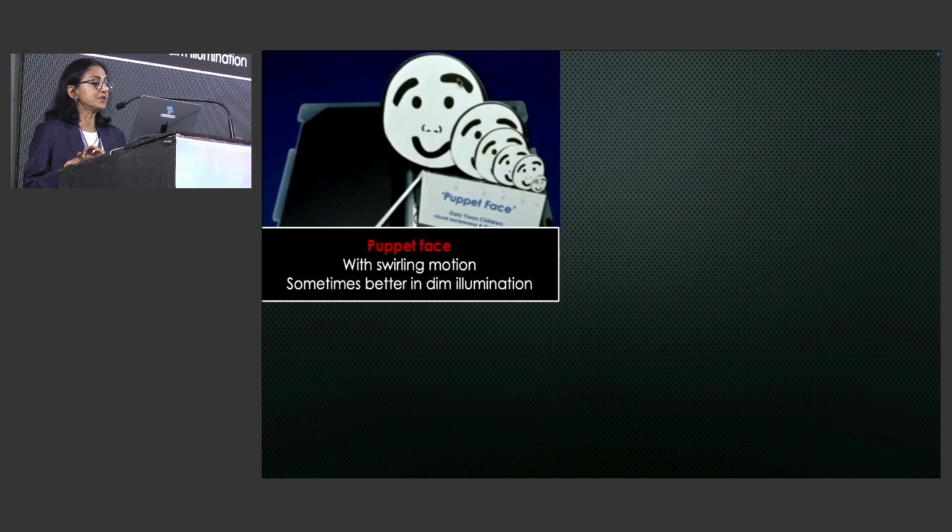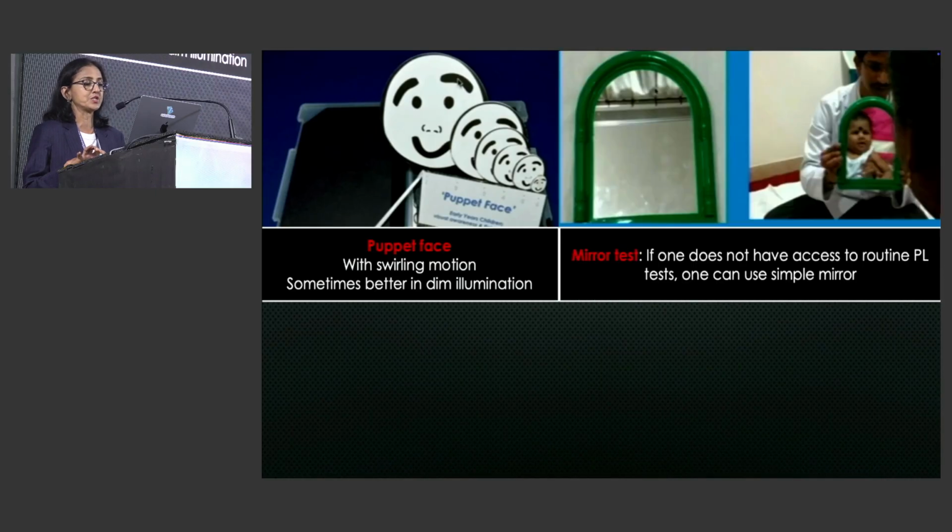And another method is using puppet face, because puppet faces are more acceptable for the children, because any species will recognize its own face better than any other artificial things. Also, if you do a swirling motion, that also helps, especially in a case of CVA. Sometimes you can do better in a dim illumination.